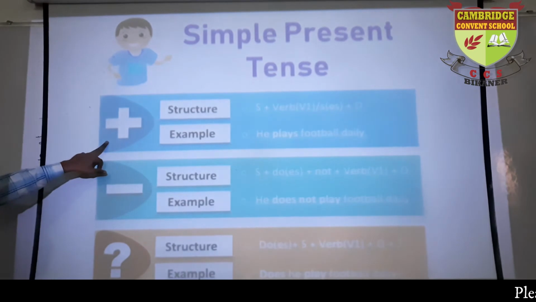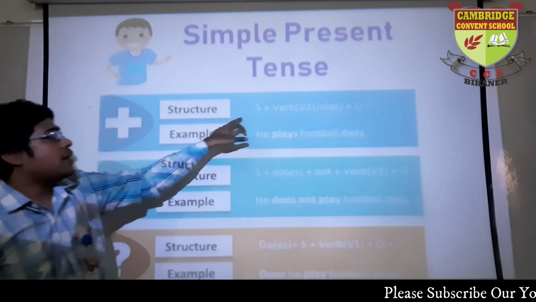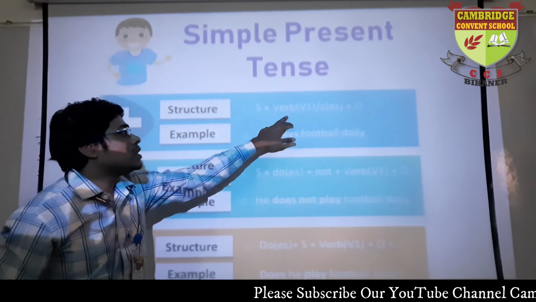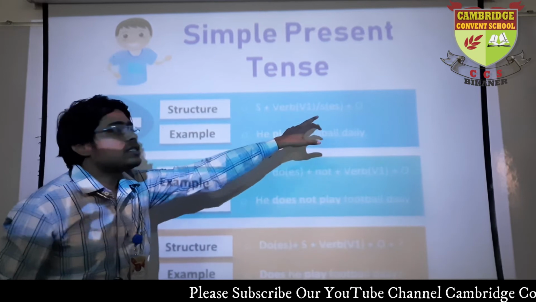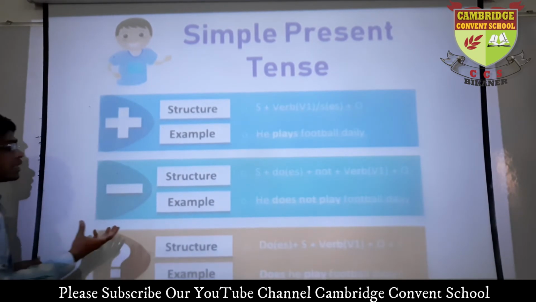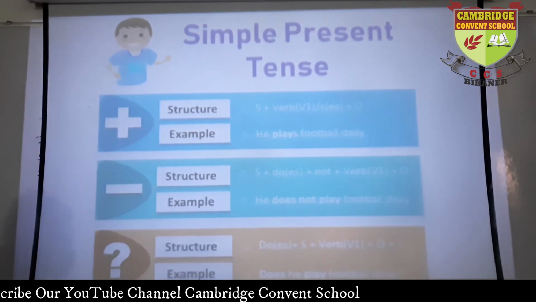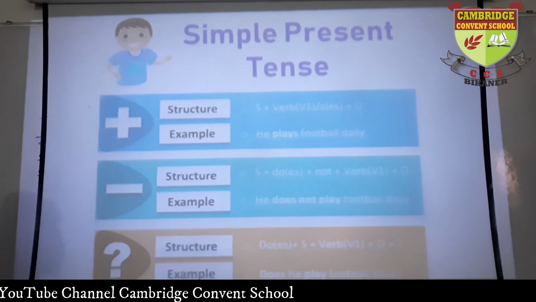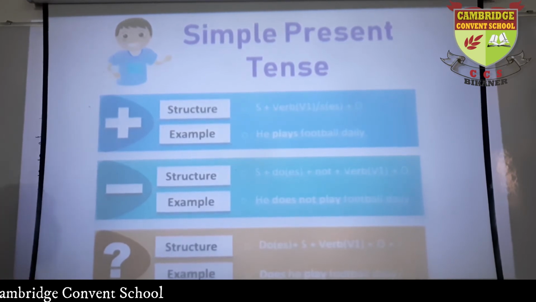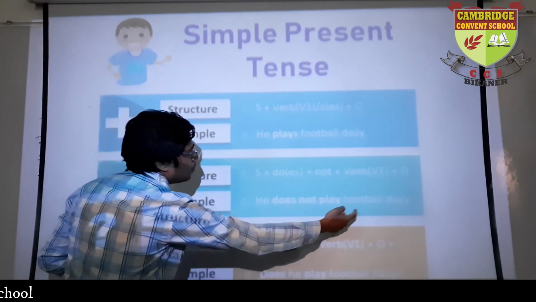For the positive or affirmative sentence, this structure has to be followed: subject plus verb's first form plus s or es, plus object. For the negative sentence, this structure has to be followed: subject plus do, does as necessary, plus not, plus verb's first form, plus object. Example: He does not play football daily.